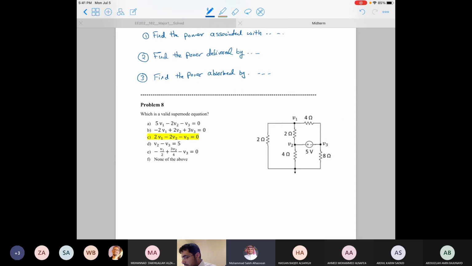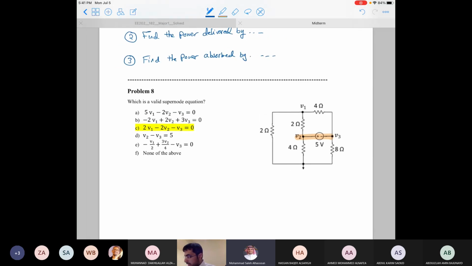We are asked to find which one of these equations is a valid supernode equation. Again, where is the supernode here? This is the supernode. So which one is actually a valid supernode equation? Let's find the supernode equation and see which one of them matches.